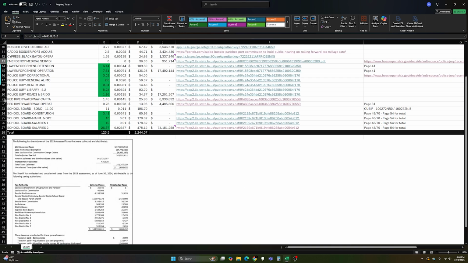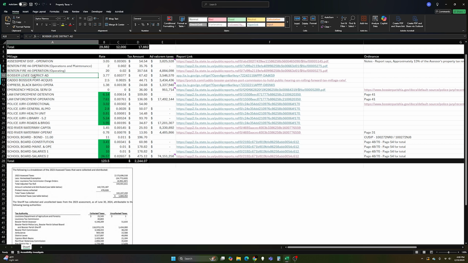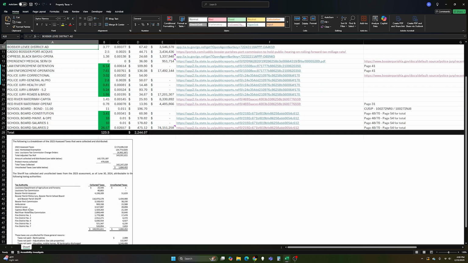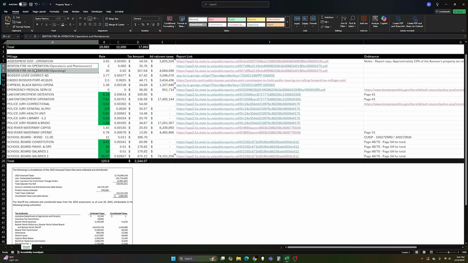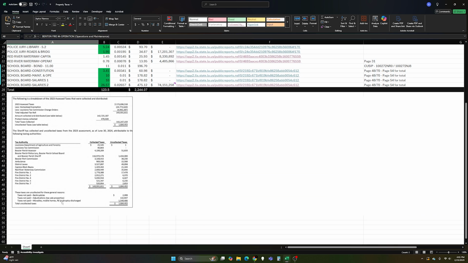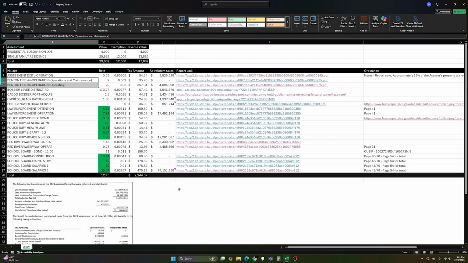The district levy, right? Here it is, Bossier Levy District. Cypress Black Bayou, that one we covered here. Then the Red River Waterway Commission, which was down here. And then Weir Fire District number 4, which is the one up here. So that is where your taxes go. But this is just step one. This is just the cursory public level.